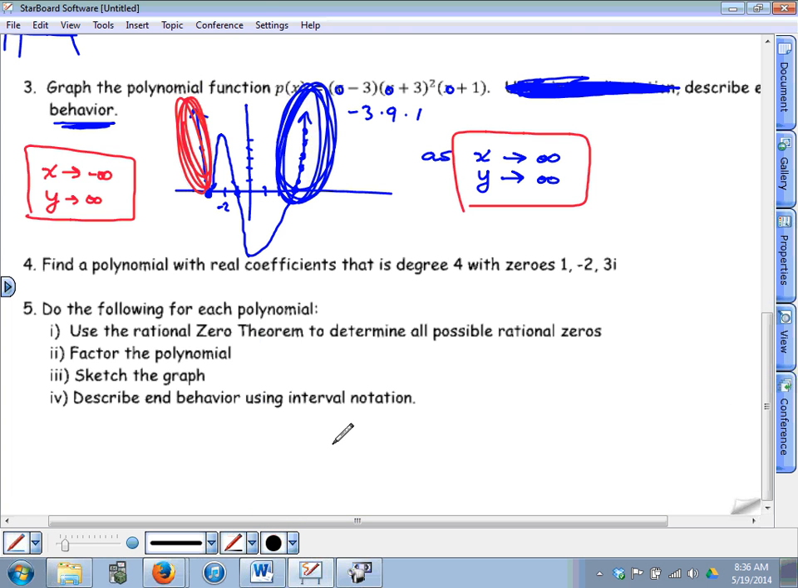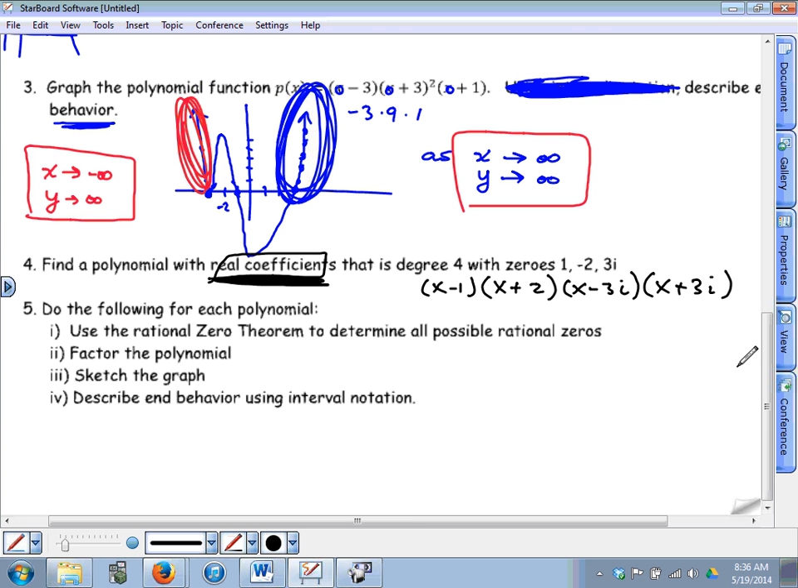Question 4. Find a polynomial with real coefficients. This is what you need to pay attention to here. Real coefficients. That's degree 4, zeros, and so on. So first of all, it's x minus 1, x plus 2, and then x minus 3i. What are we missing? X plus 3i.